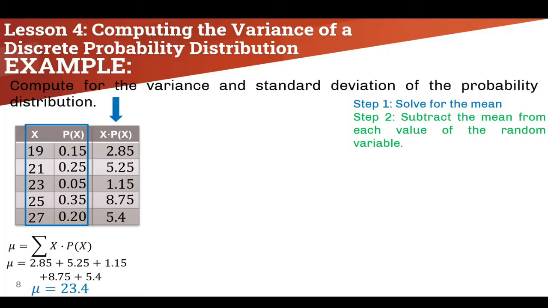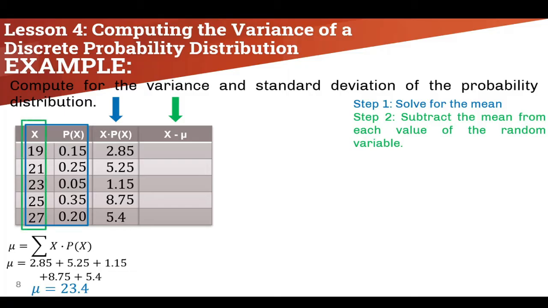So again, to do the second step, gawa tayo ng column sa kanan ulit. Then, isusubtract natin yung mean sa random variable. Ayan. Ma-minus natin. 19 minus 23.4. Good. Negative 4.4. 21 minus 23.4. Good. Negative 2.4. 23 minus 23.4. Very good. Negative 0.4. 25 minus 23.4. Very good. 1.6. 27 minus 23.4. Very good. 3.6. Tapos na tayo sa step 2.